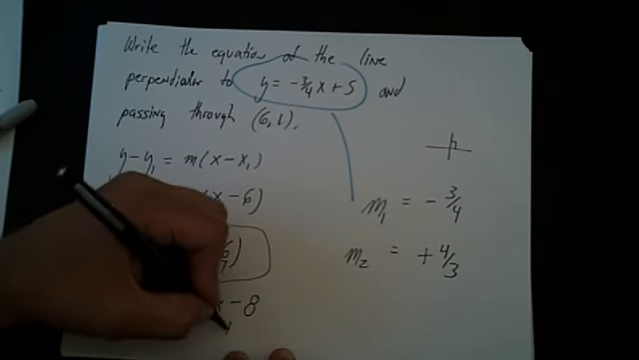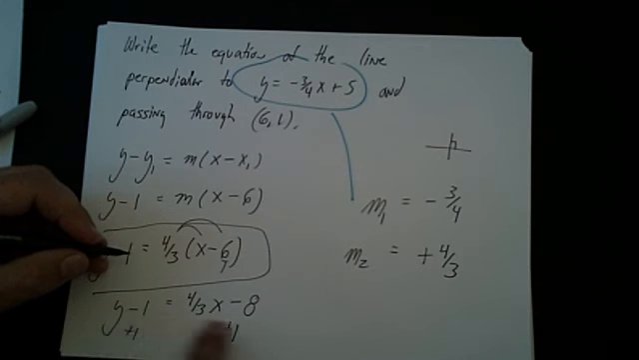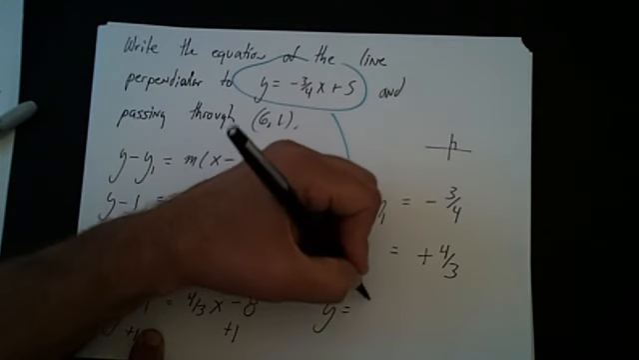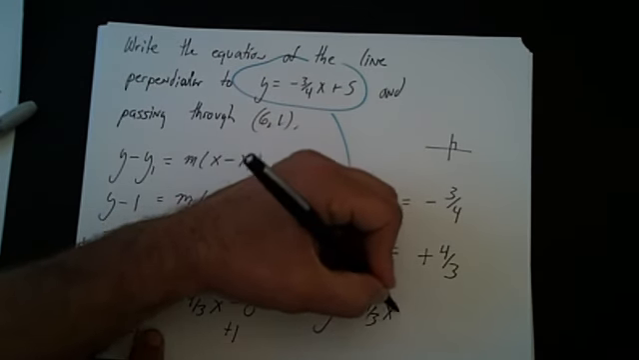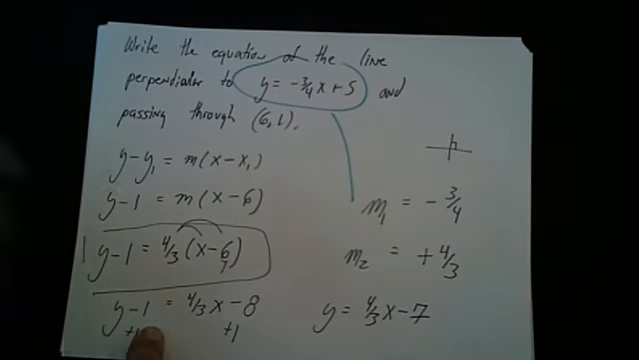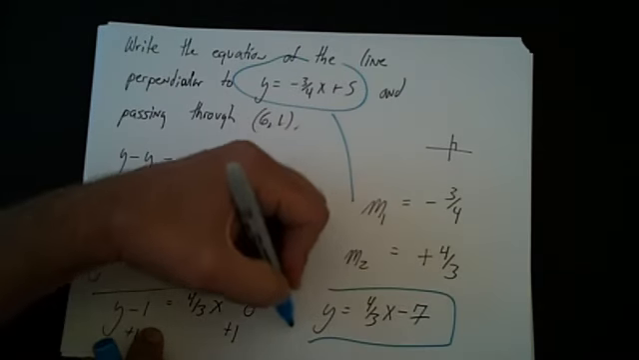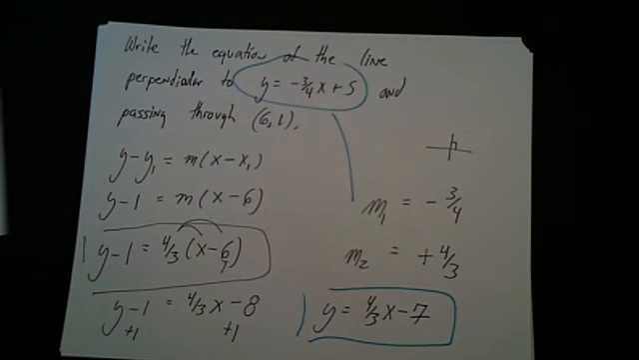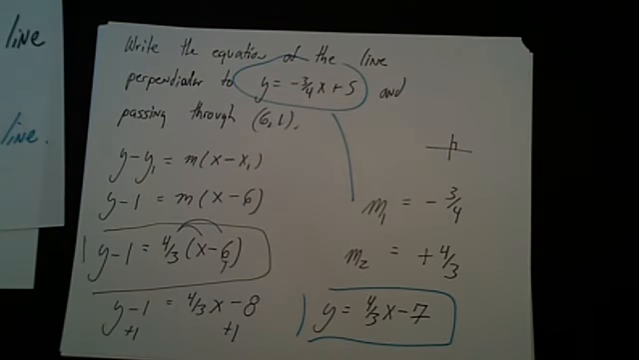Now, you want y equals mx plus b, so you add 1 to both sides, and you get your answer. Your answer is y equals 4/3 x minus 7. And that's how you write the equation of a line given a point and either a parallel line or a perpendicular line.